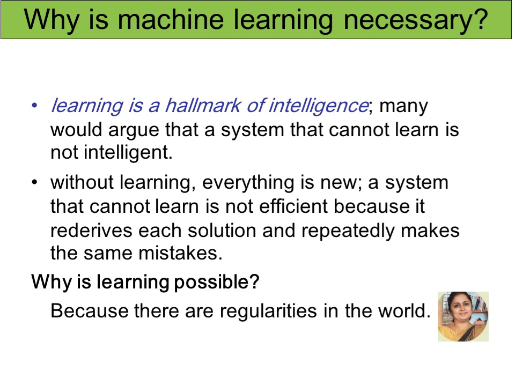So why is machine learning necessary? Learning is a hallmark of intelligence. Many would argue that a system that cannot learn is not intelligent. Without learning, everything is new. A system that cannot learn is not efficient because it rederives each solution and repeatedly makes the same mistake. Why is learning possible? Because there are regularities in the world. Thank you.